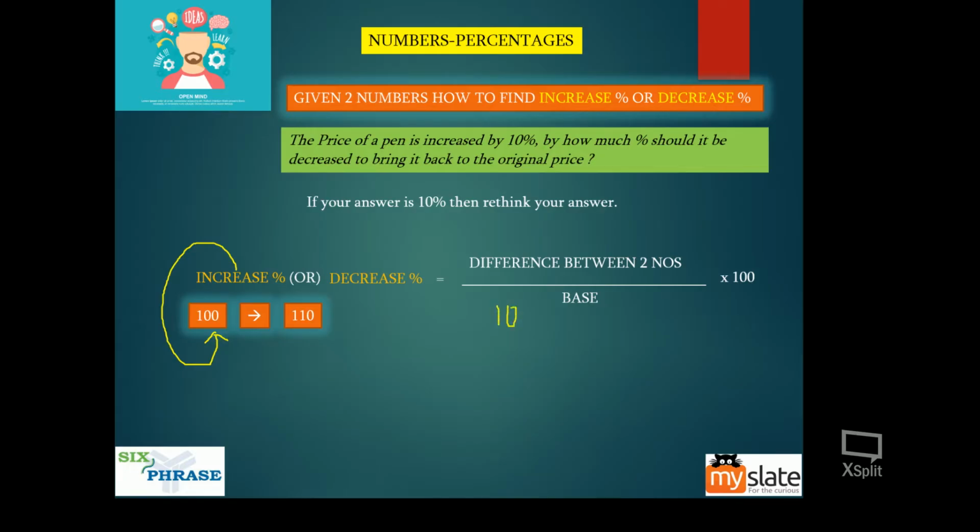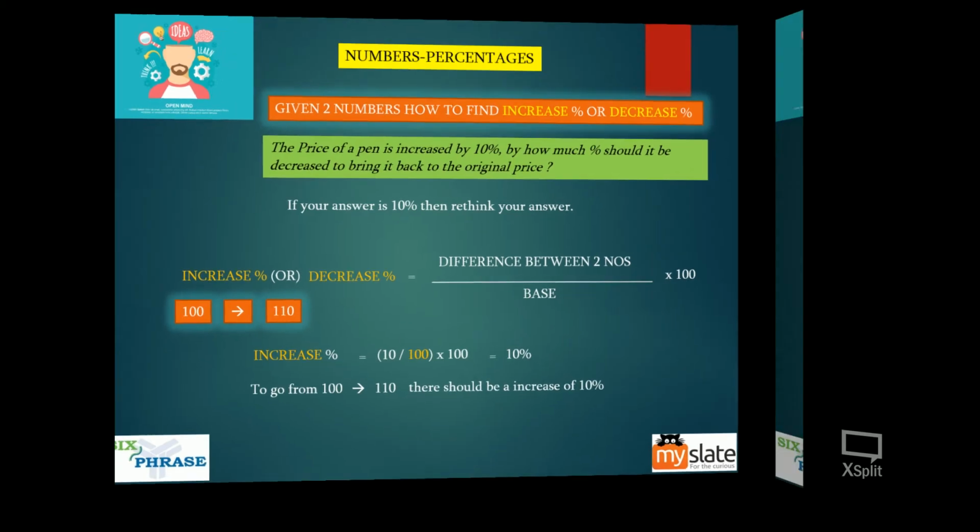Okay. Let us suppose you are trying to find decrease percentage. Base will be the number which is getting decreased. So we'll look at that example in the next slide. Right now here the base will be 100. So increase percentage is nothing but 10 by 100 into 100. This is 10, this is 100, and this is 100. So you will finally get an answer of 10 percentage. So to go from 100 to 110, there should be an increase of 10 percentage.